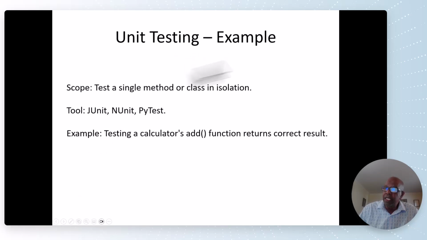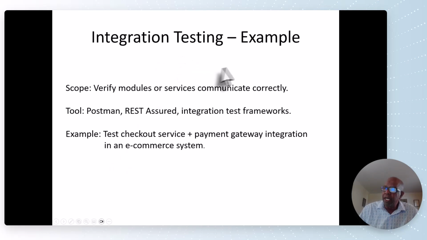Unit testing example, test a single method or class in isolation. Again, these are just examples of tools that can be used to do the unit type testing. Example, testing a calculator's add function, make sure it's returning the right value. Integration testing verifies modules and services communicate correctly. There are some tools that can be used to help in doing that as far as integration testing.